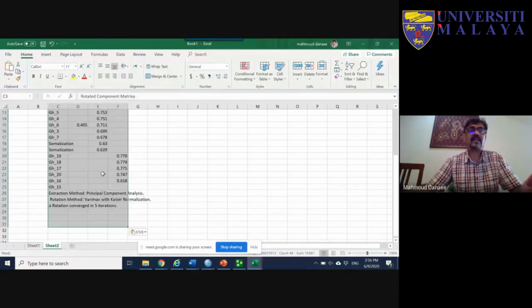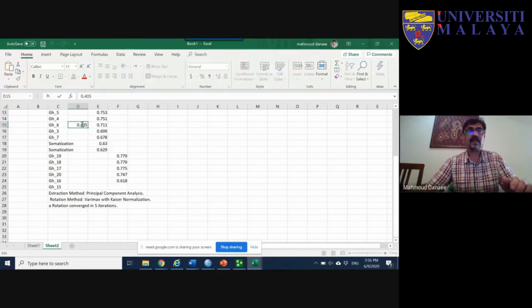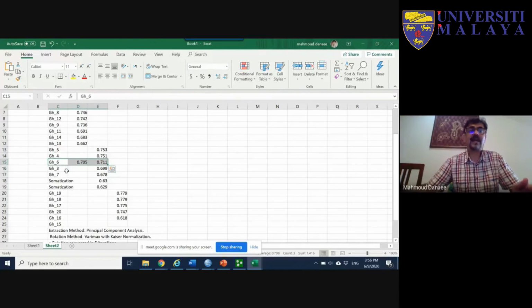Suppose that this item's cross-loading was, for example, 0.5. So this item is cross-loaded, which means this item was not clearly related to the first or second component. That's why this item also must be removed. Any item which is cross-loaded also must be dropped from your analysis.